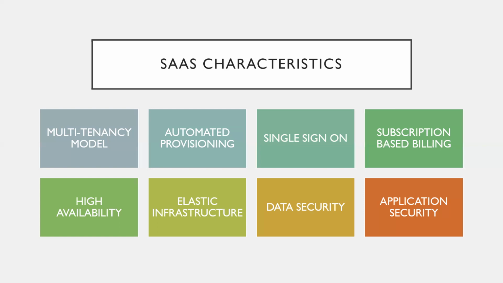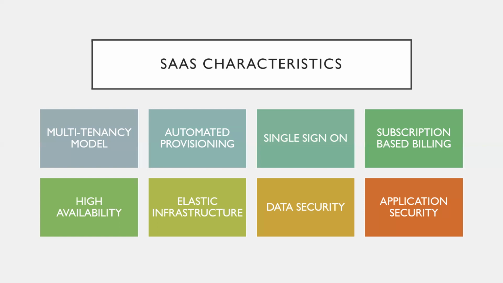Then there is high availability. SaaS applications are shared by multiple tenants, and the availability of such applications is expected to be really high throughout. So the software as a service application should provide a high degree of SLA to their customers. Applications should be accessible 24/7 across the globe.